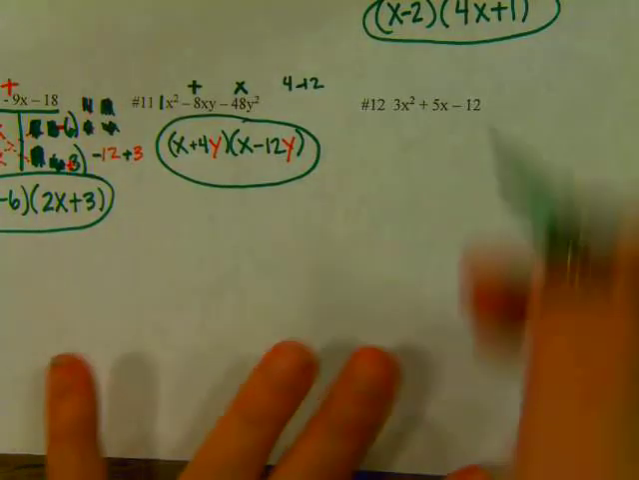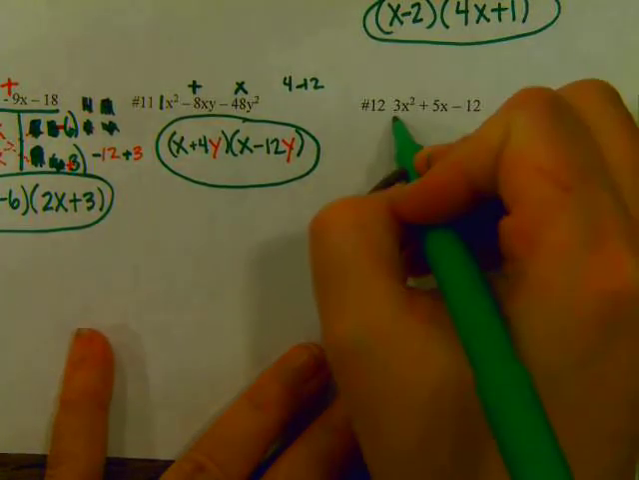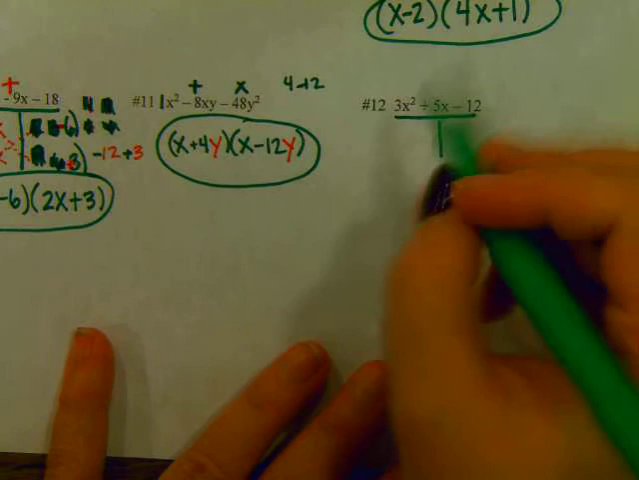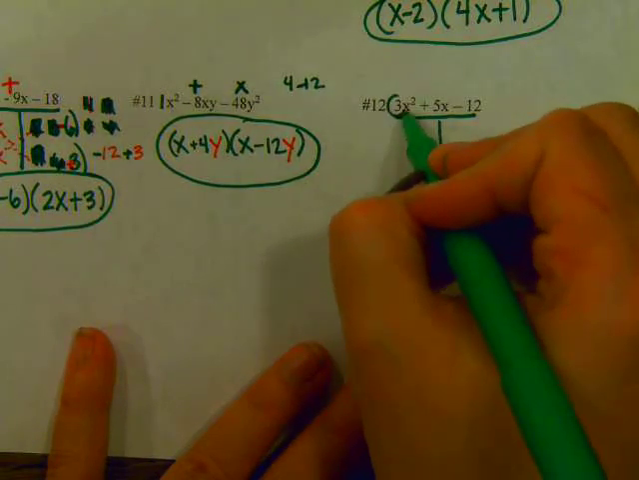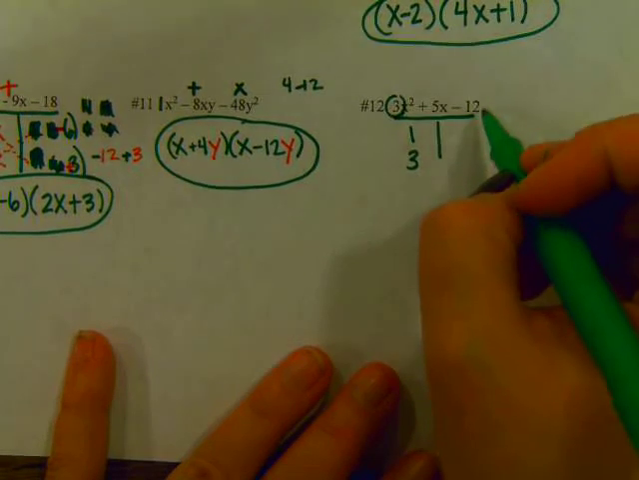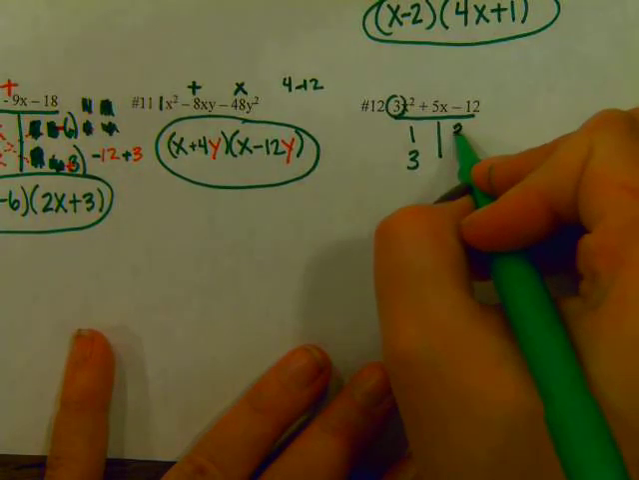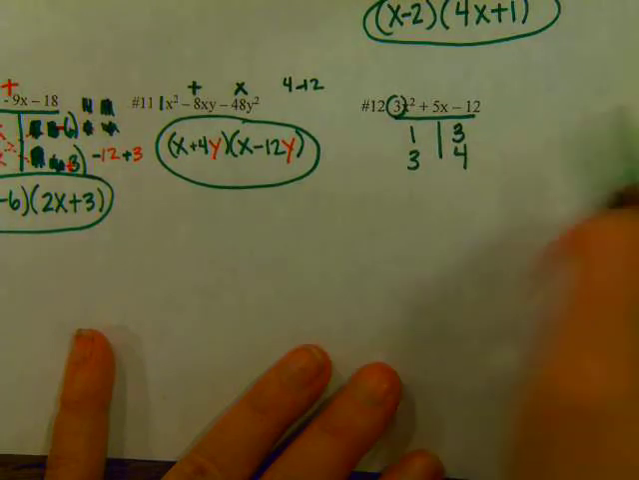And here, any GCF? Nope, because it's 3, 5, and 12, so we can do the T-chart. Numbers that multiply again to 3 are 1 times 3. Numbers that multiply to 12, 4 and 3. So let's try 3 and 4, just out of curiosity. It doesn't matter, we could test a guess.